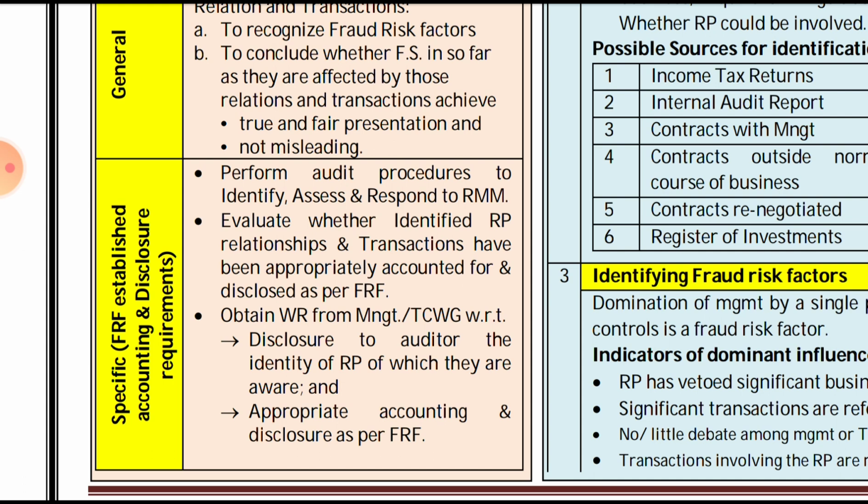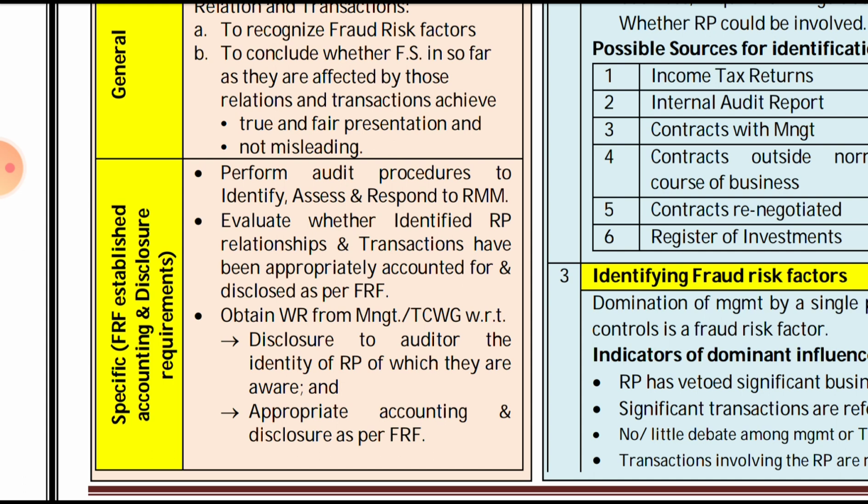So first is to perform audit procedures. Second, he will check that the identified related party relationships and transactions have been appropriately accounted for and disclosed as per the FRF. Third, he will obtain written representation. These are the specific requirements or responsibilities as per the FRF. So third is to obtain written representation from the management and TCWG with respect to the disclosure to the auditor.